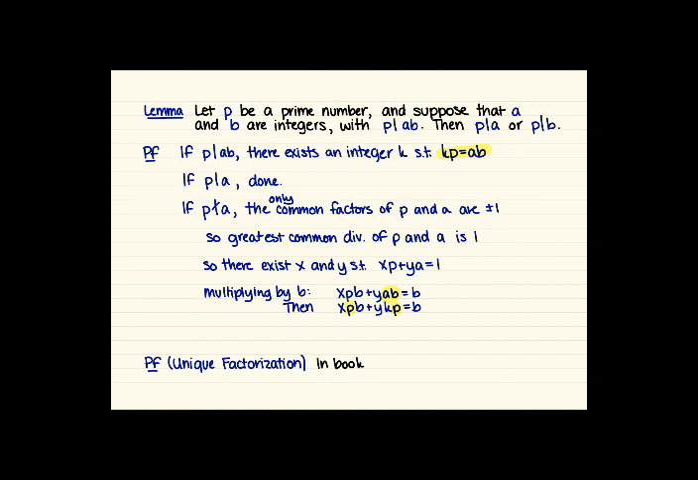So we're going to factor those out and write this as p times (xb plus yk), and that equals b. So we've got p times an integer, since xb plus yk is an integer. Then we've shown that p divides b. So in the case where p does not divide a, p must divide b. That finishes our proof for this result.